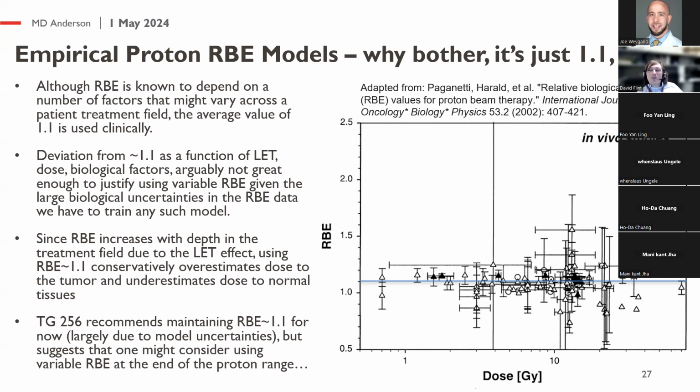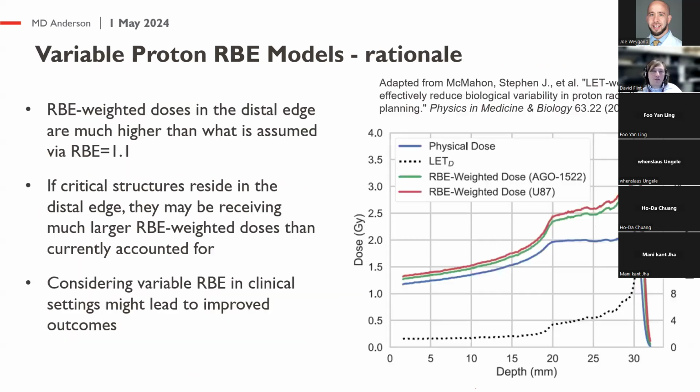That being said, there's a relatively recent task group report which came out in 2019. TG256 is the AAPM, American Association of Physicists in Medicine, task group report on proton RBE. They recommended in 2019 that we should stick to 1.1, because of all these complexities and not knowing which RBE model is best to use. But they do note that there are some situations where considering a variable RBE might be appropriate. And the most obvious case here is at the end of the proton's range.